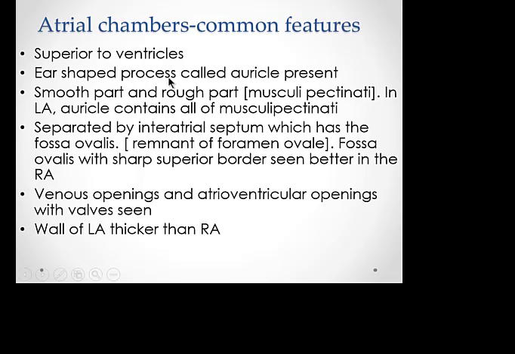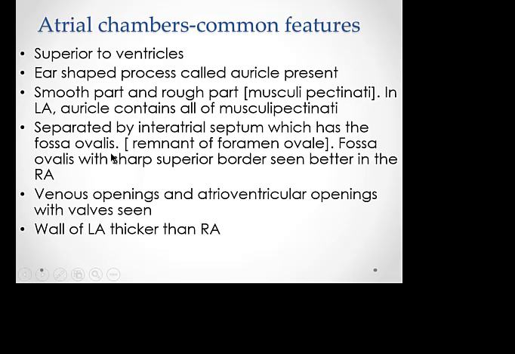part, and the rough part of the atria is called musculi pectinati, also known as pectinate muscles, because when you look at these muscles, they look like the teeth of a comb. Pectinate is like the teeth of a comb, or serrated. In the left auricle, most of the auricle is the part which contains the musculi pectinati. The rest of the atrium is pretty smooth.